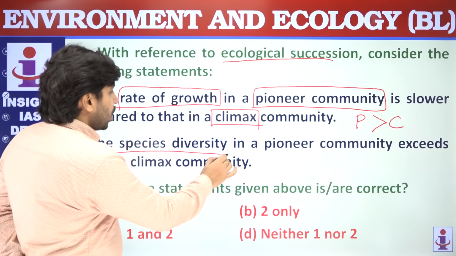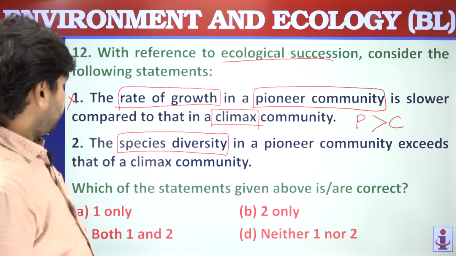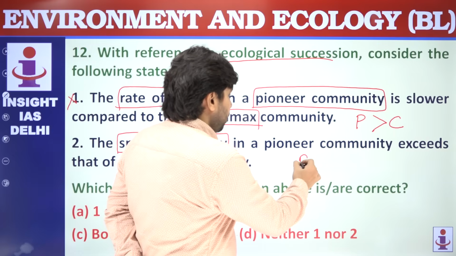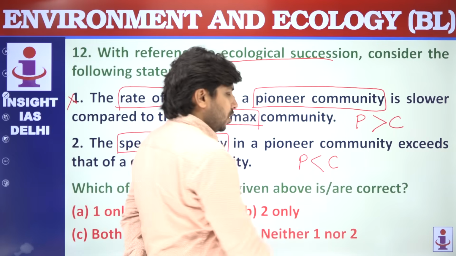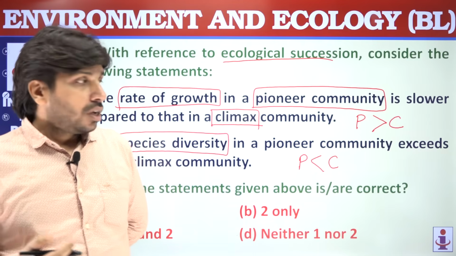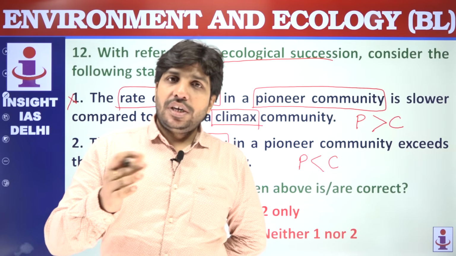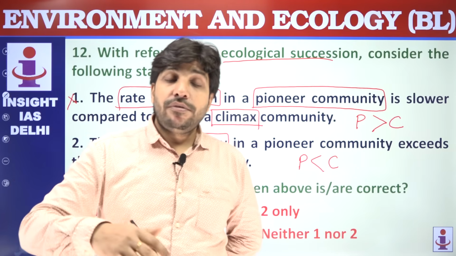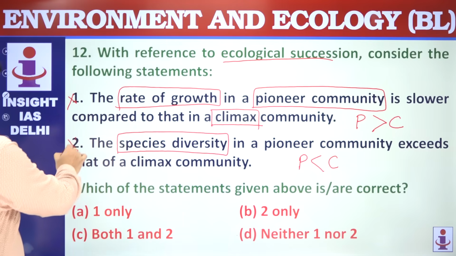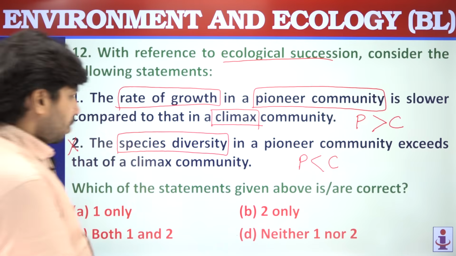Second statement is talking about species diversity in pioneer community and climax community. Pioneer community का species diversity will be lower than climax community because pioneer community में क्या ही diversity रही, only lichens were there. But when it is climax community, there will be different kinds of plants. So the diversity of the climax community will be more than the pioneer community. So statement 2 is also not correct. So the correct statements will be neither 1 nor 2.